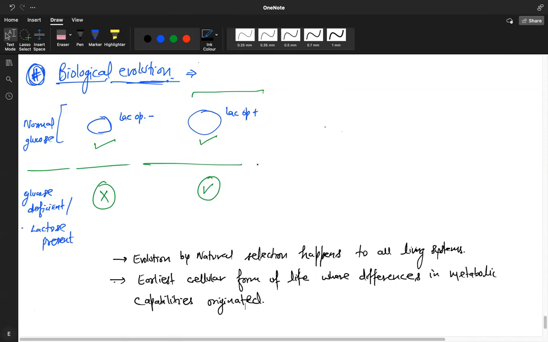Anyways, I hope you understand evolution now in a broader context. So you understood that natural selection happens regardless of whether you are prokaryote, eukaryote, unicellular, multicellular, whatever, right? The selection pressures might differ. And now let me come to the next point.